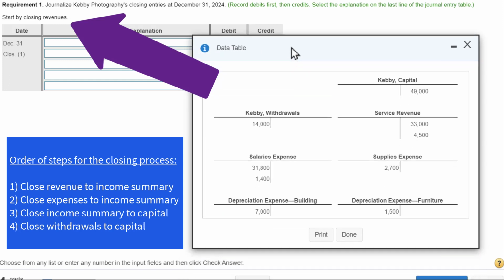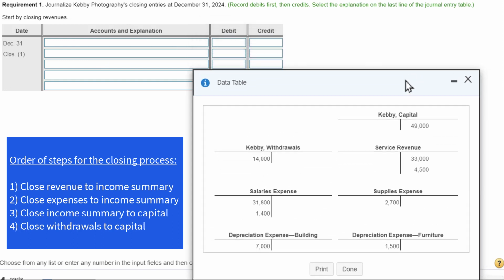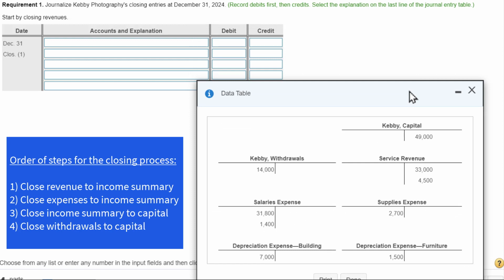So here's our data. We need to find our revenues. I see service revenue, only one revenue. Most companies have more than one revenue, like another common revenue would be interest revenue. So here's our service revenue account. How do we close this account? Well, we need to debit it. How much are we going to debit it by? 33,000 plus 4,500. So what's that? 37,500. So I'm going to debit 37,500.